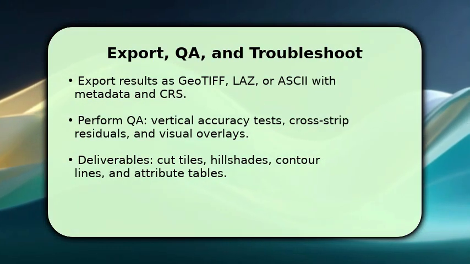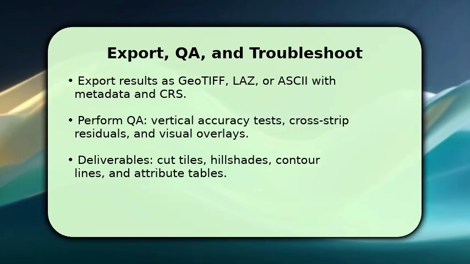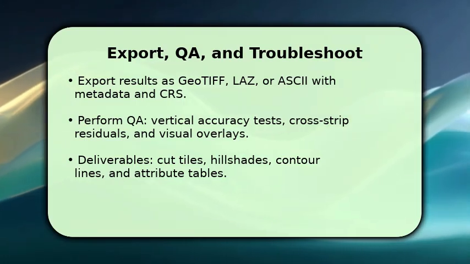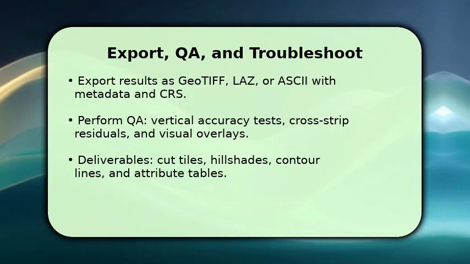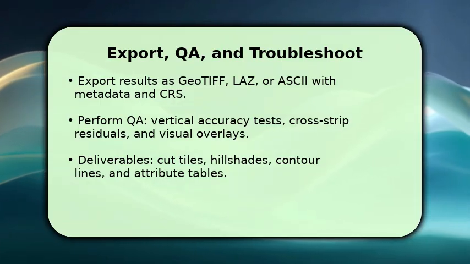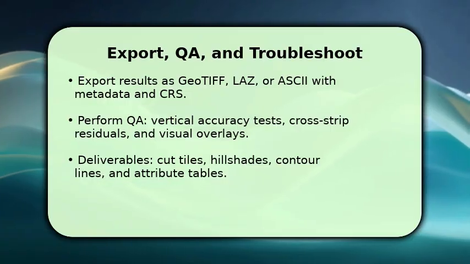Run QA, check vertical accuracy against checkpoints, analyze cross-strip residuals, and overlay with orthoimagery to validate features. Once verified, prepare deliverables, tiles, hillshades, contours, and attribute tables for delivery.